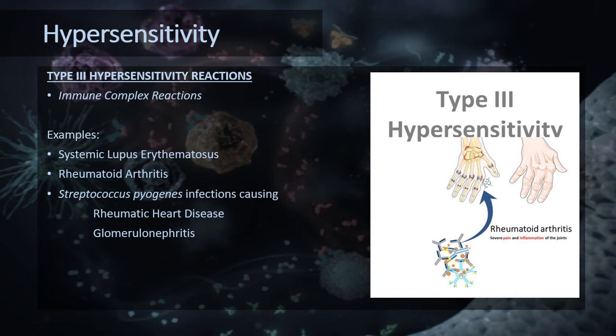Other examples are systemic lupus erythematosus and Streptococcus pyogenes infections, where immune complexes are deposited in the heart, causing rheumatic heart disease, and in the kidneys, causing glomerulonephritis.